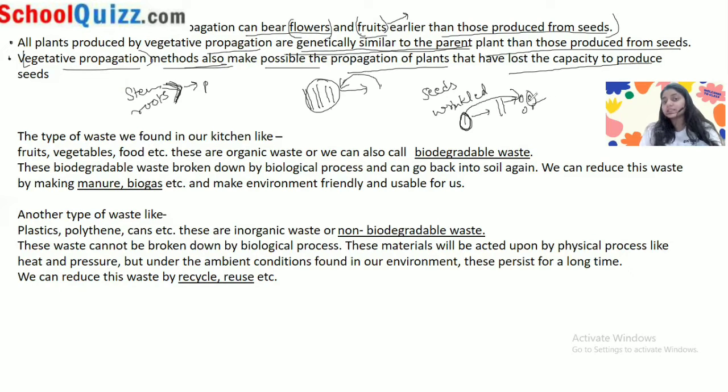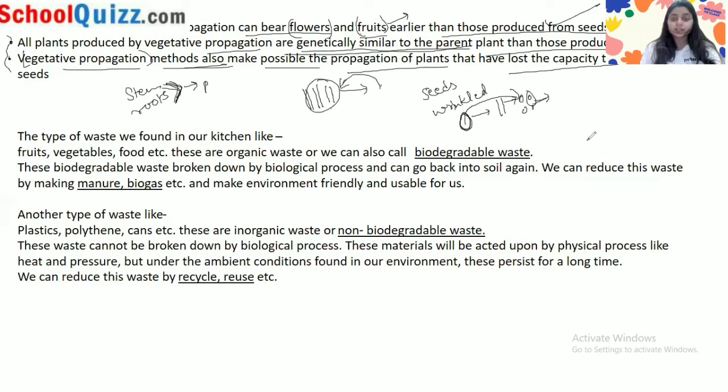So tell me, do the wrinkled seeds, the small seeds, the not healthy seeds produce the plant very well? No, because they lost the capacity to produce. So that's why the vegetative propagation method makes possible the propagation of plants that have lost the capacity to produce. These are the differences between the plants produced by vegetative propagation and those produced from seeds. So we write it in 3 points as the question is asking, and that's how we complete the answer. Now let's move to the next question.